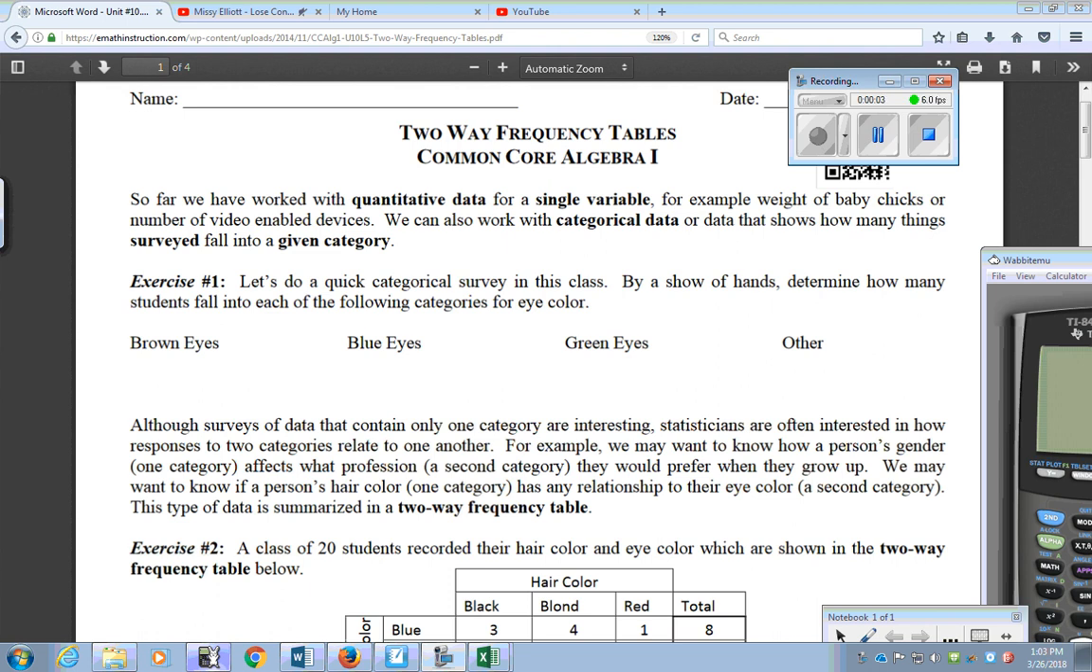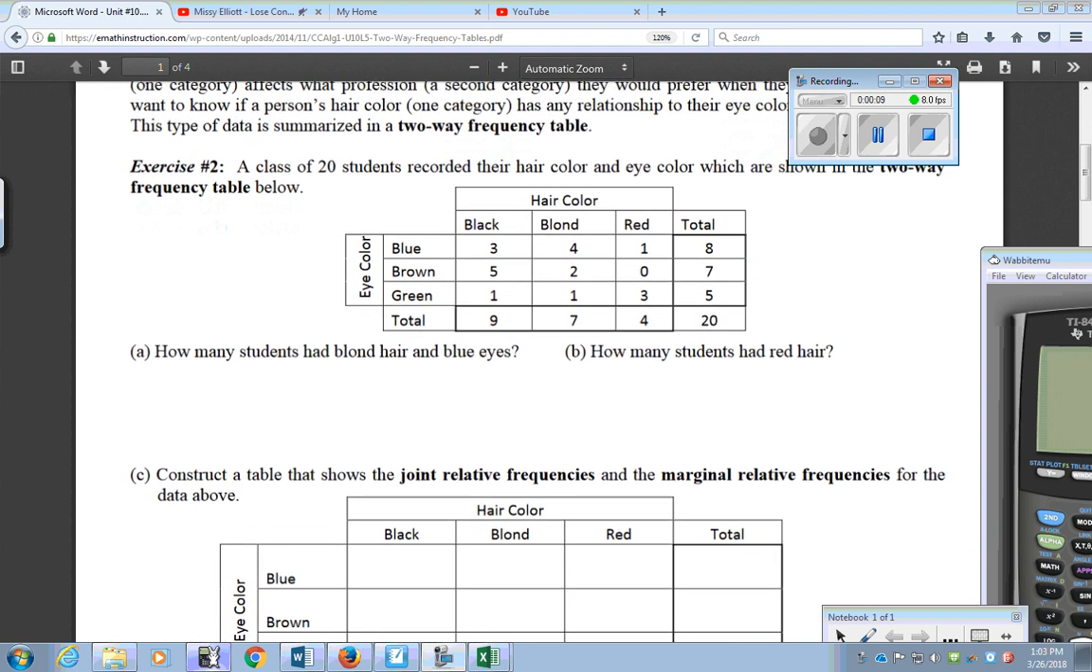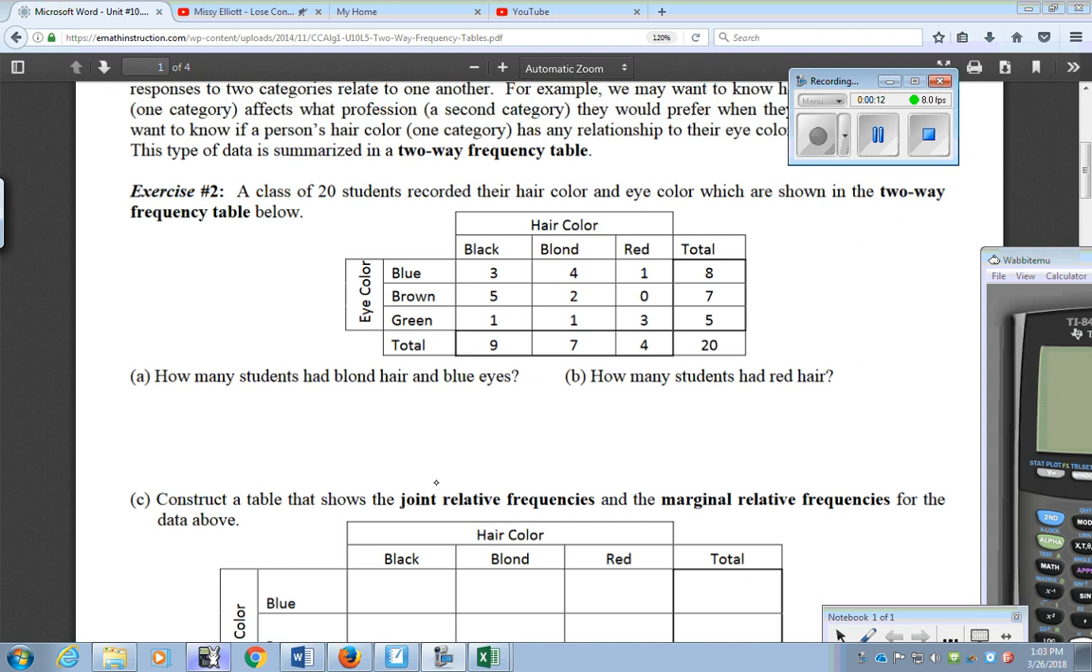Okay, we're going to look at how to do a two-way frequency table. So we're going to skip over exercise 1, move down to exercise 2. And exercise 2 shows a two-way frequency table, talks about 20 students and their hair color and eye color.